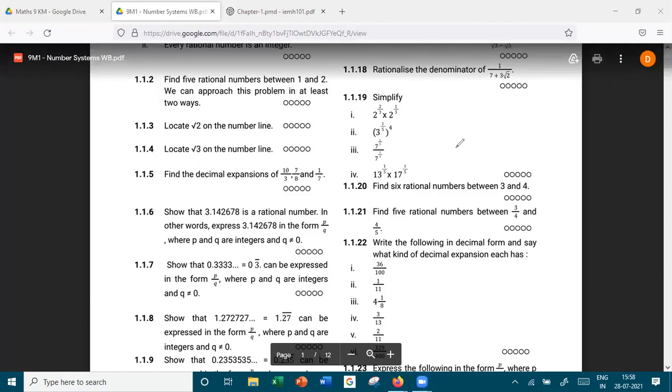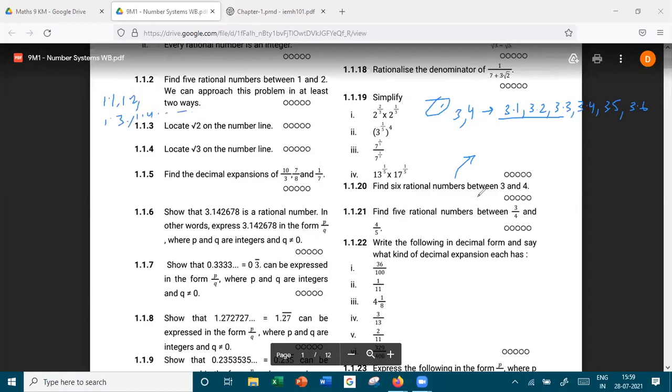So the simplest way of doing this is what Sujal did, right? If you have 3 and 4, you will directly take any six decimal values between 3 and 4. It can be 3.1, 3.2, 3.3, 3.4, 3.5, and 3.6, right? This is the easiest way to solve this question. You can use this for the question we did for 1 and 2 also: 1.1, 1.2, 1.3, 1.4.